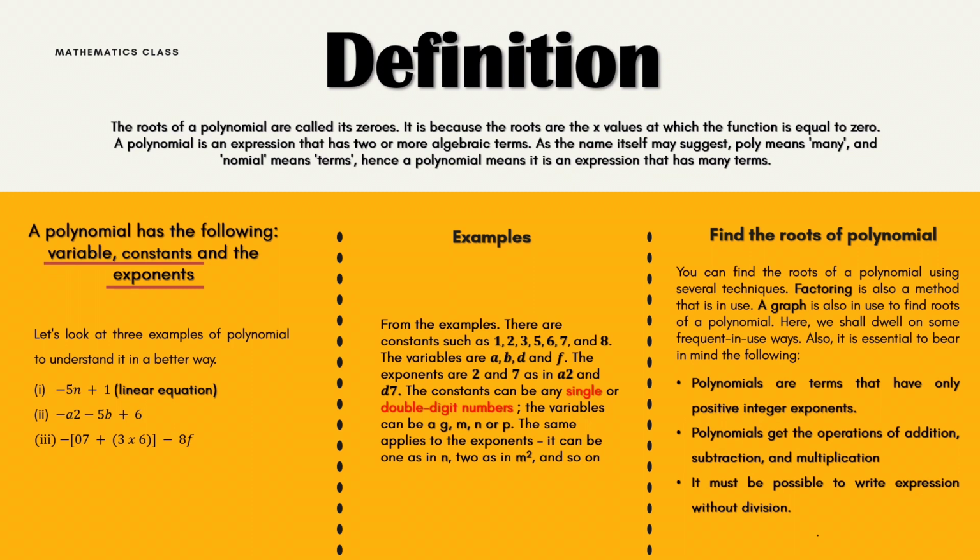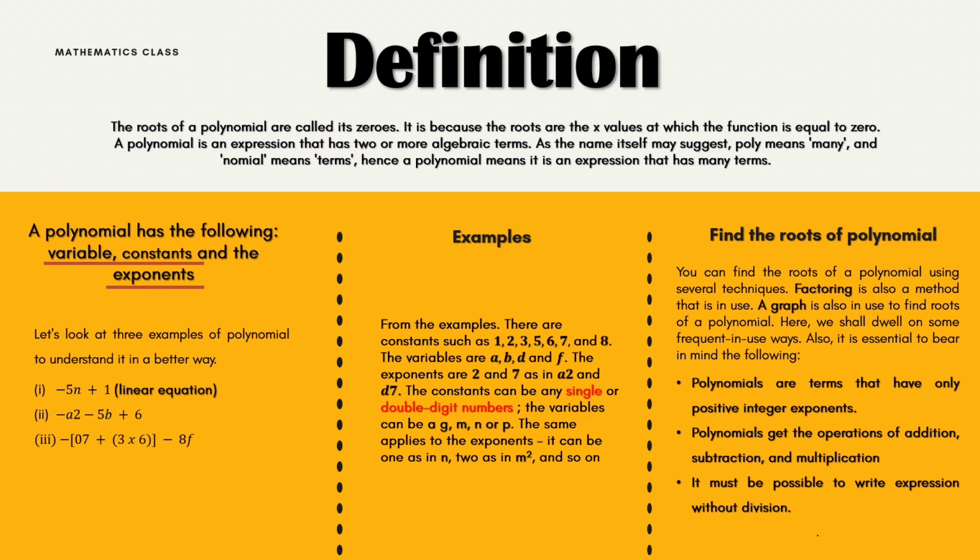A polynomial has the following: variable, constant, and the exponent. Let's look at three examples of polynomial to understand it in a better way. The first one, negative 5n plus 1, which is a linear equation. The second one, negative 8a to the power of 2 minus 5b plus 6. The third one, negative 7d to the power of 7 plus 3 times 6 minus 8f.